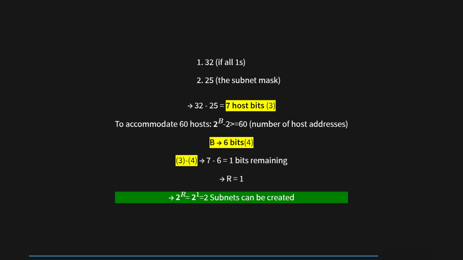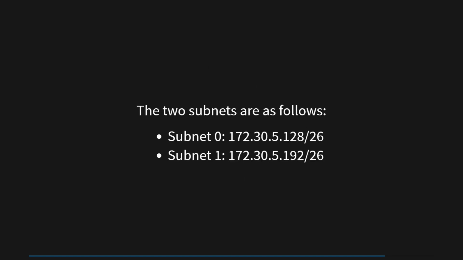To satisfy the 60 host requirement, we leave 6 bits. 2 to the power of 6 minus 2 equals 62 hosts per subnet. With a total of 7 host bits, we borrow 1 bit to create the subnets. 2 to the power of 1 equals 2 subnets. The starting subnet mask is /25, 255.255.255.128. By turning on the next bit in the subnet mask, it becomes /26, 255.255.255.192. The subnet multiplier is 64. The 2 subnets are as follows.